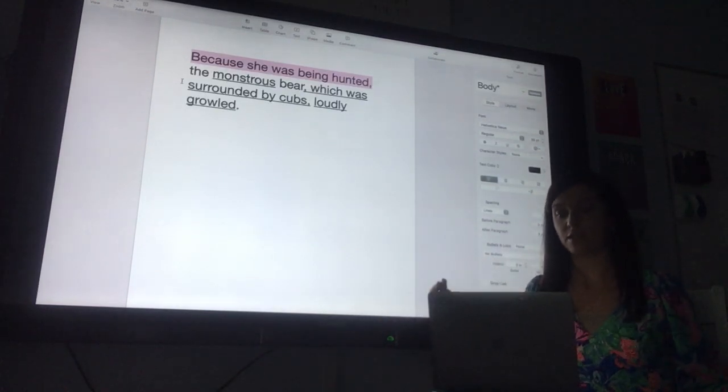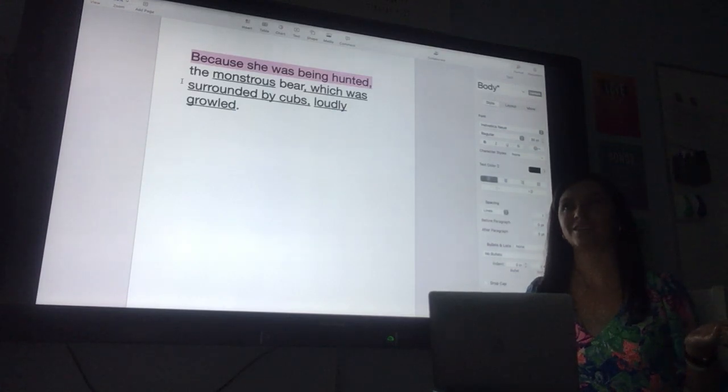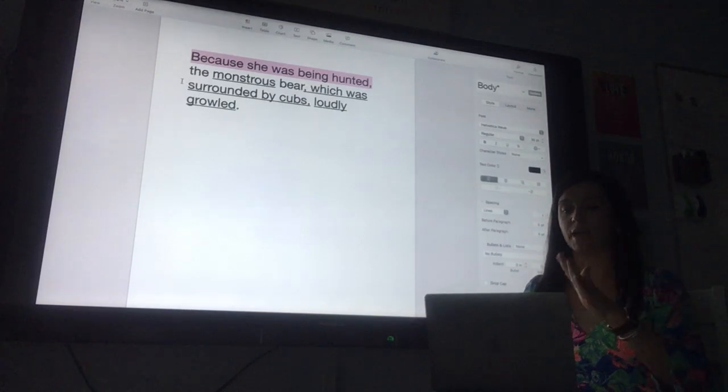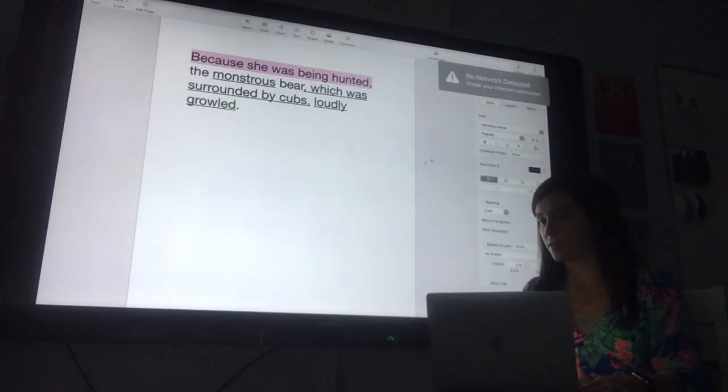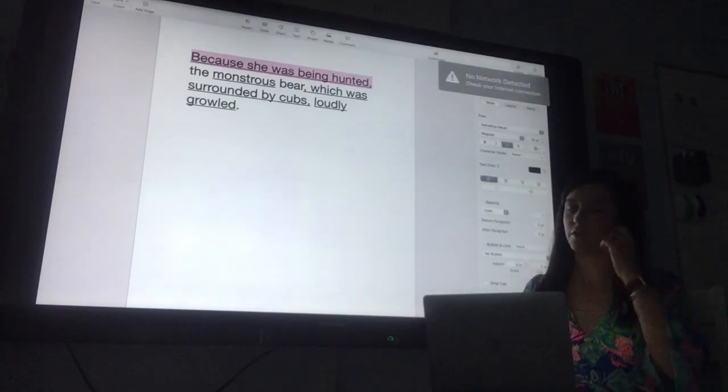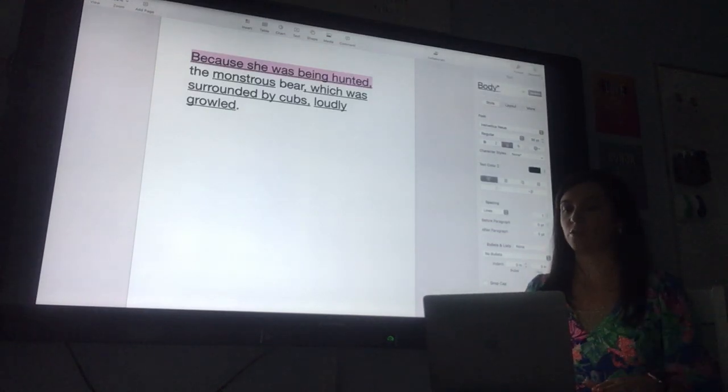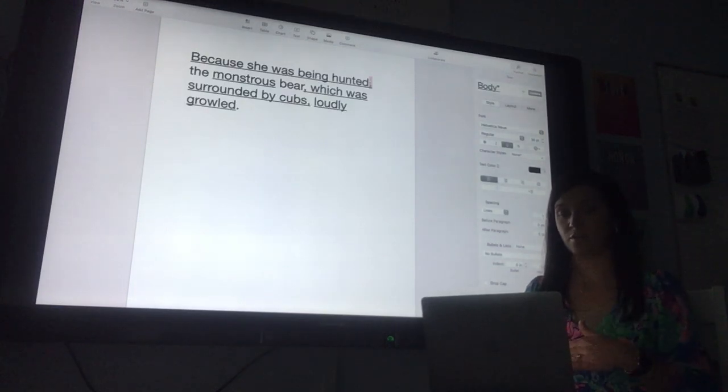Because she was being hunted, the monstrous bear, which was surrounded by cubs, loudly growled. That is now a complete thought. And we will unpack complex sentences over and over, but for right now, the because clause. It has to have "because" in it. If it comes at the front of the sentence, like this one does, a comma has to go at the end. Now, it can come at the end. I'm going to show you that, okay?